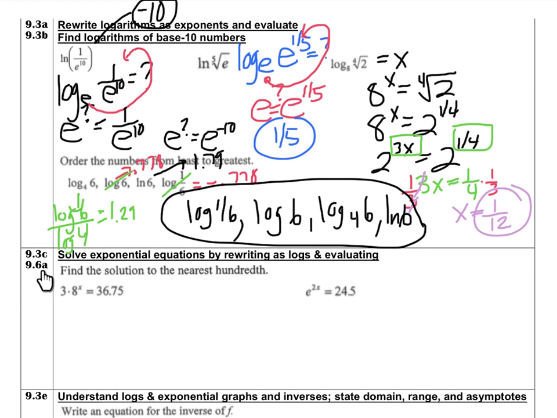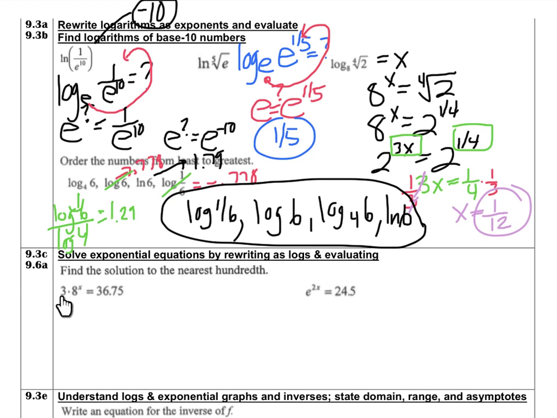Now 9.3c and 9.6a are the same thing. Solve exponential equations by rewriting as logs and evaluating. So here we have two exponential equations. They want us to find the solution to the nearest 100th position. So that's the second decimal place.